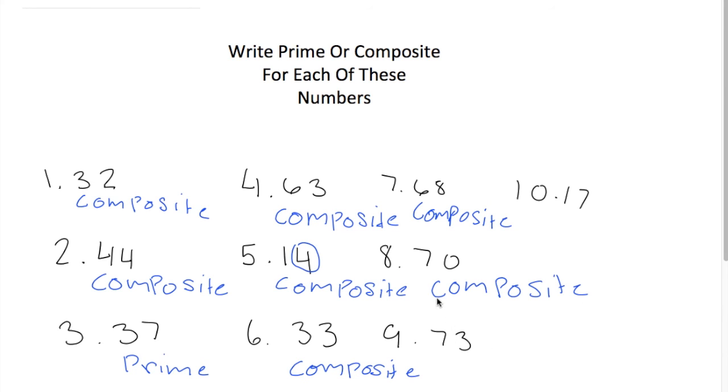73. Well, let's see. 73, the 3 is an odd number. That means it might be divisible, but I think it's not, so this would be prime. And number 10, our last problem, 17. Well, we all know that's prime because no number can divide 17. So those are our answers for this page.